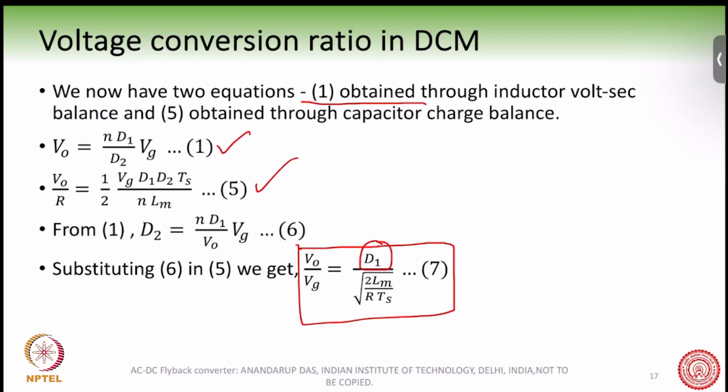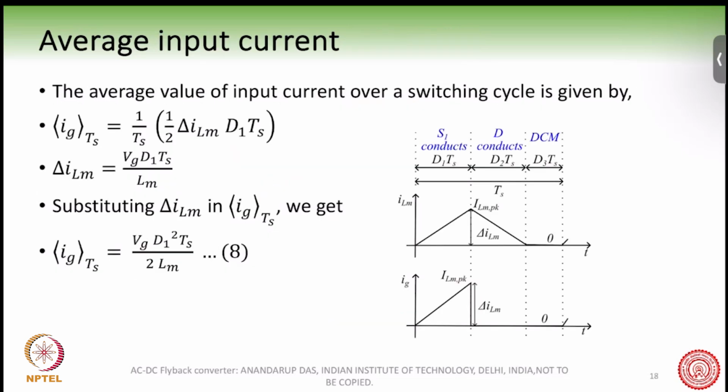Okay, we will see what D1 is, but therefore V0 by Vg depends on N. Okay, this is the input-output voltage relationship that we obtained in this converter. Now let us see what is the average value of the input current over a switching cycle.